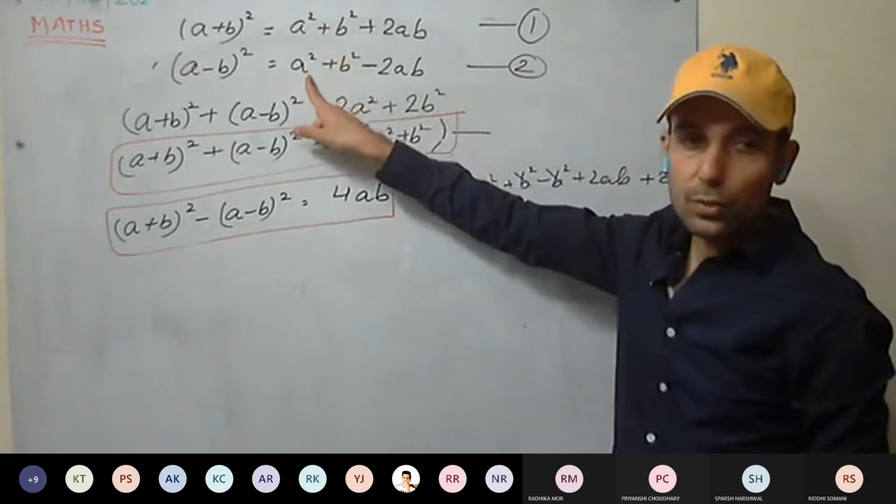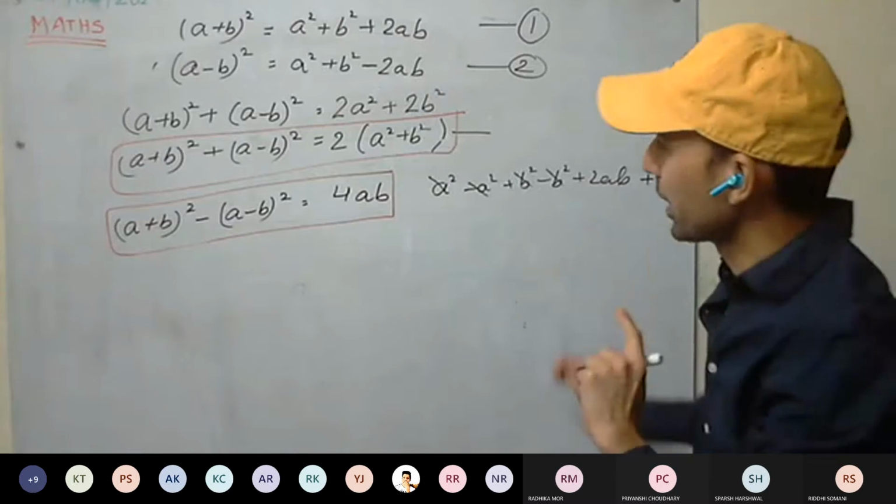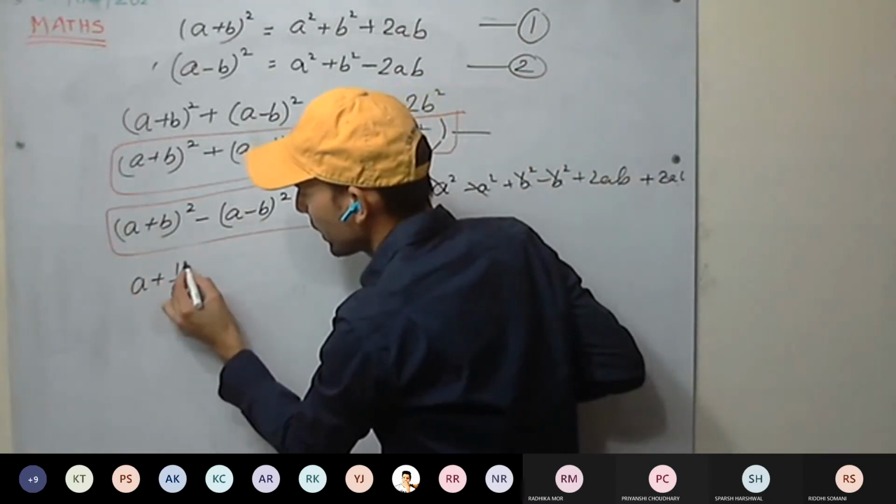Okay, sir. A square minus a square is 0. This one is 0. It will be 4ab. Understood this one? Now see here, for example, it is given (a plus 1 upon a) the whole square, we have to do.